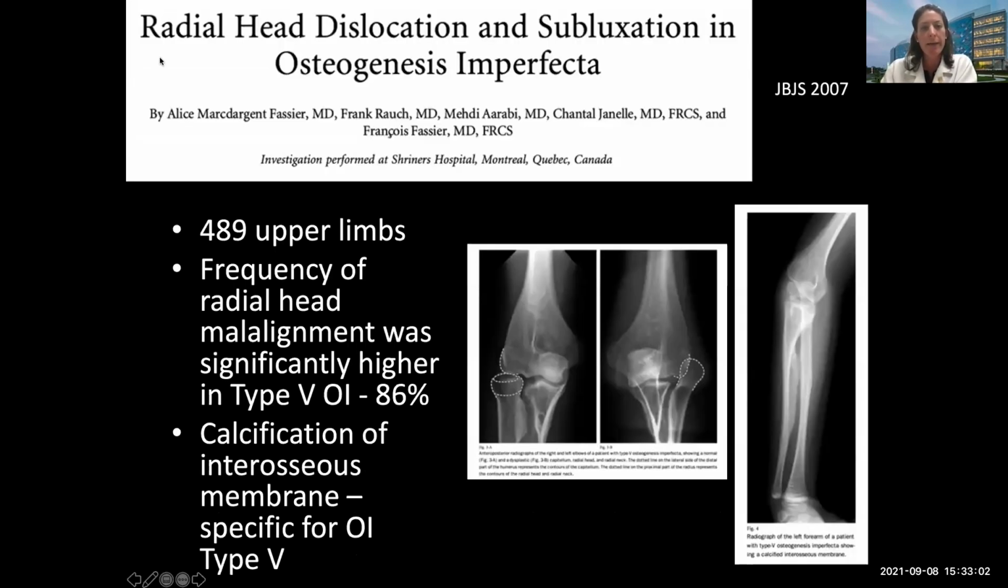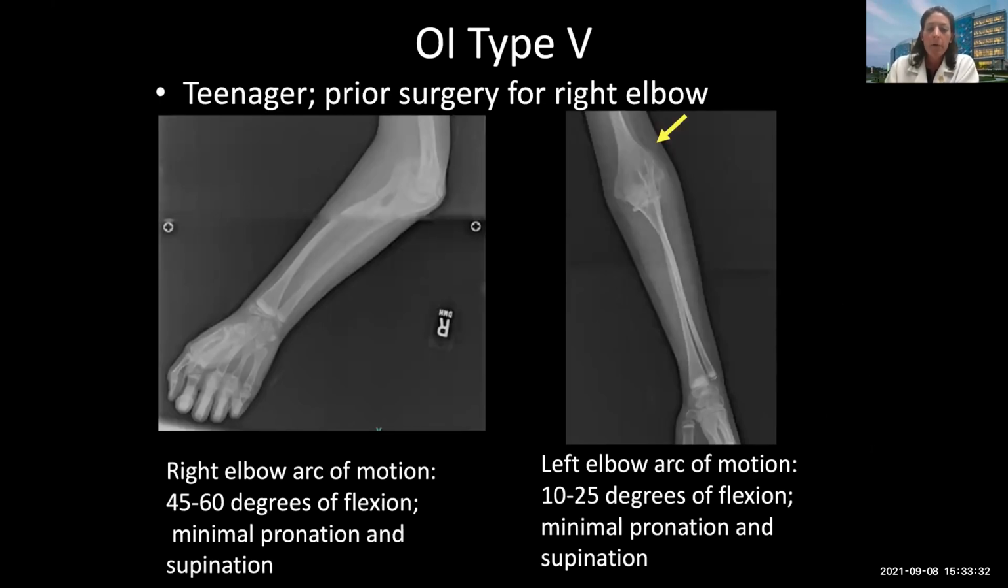This was well described by Dr. Fassier, Dr. Rauch, and their team in Montreal in this review of almost 500 upper limbs. The radial head malalignment was significantly higher in the folks with type 5 OI. And this can also be compounded and clinically affected by the calcification of the interosseous membrane in the type 5 OI patients.